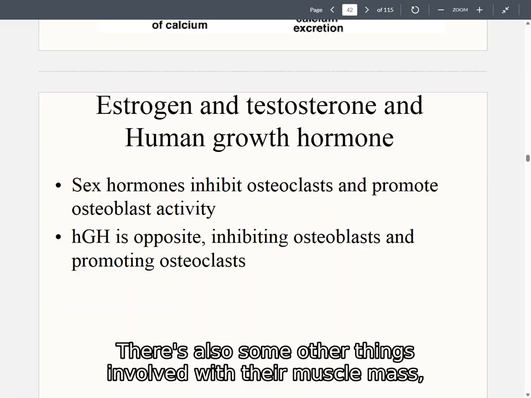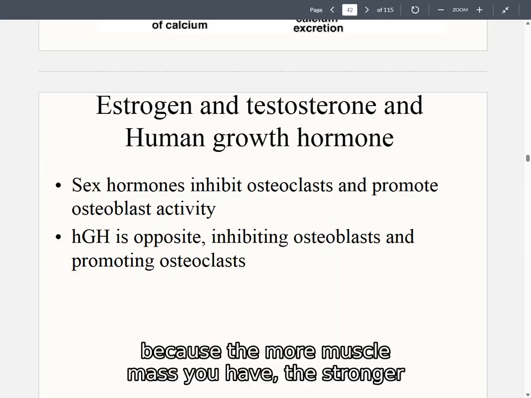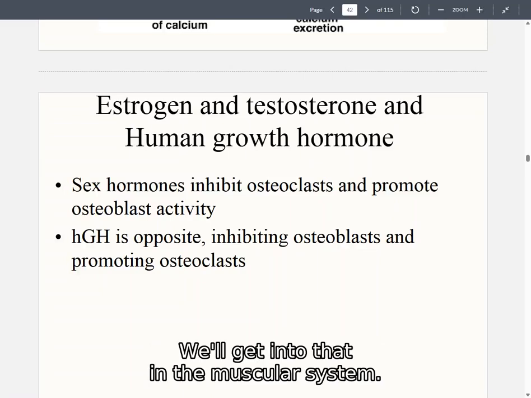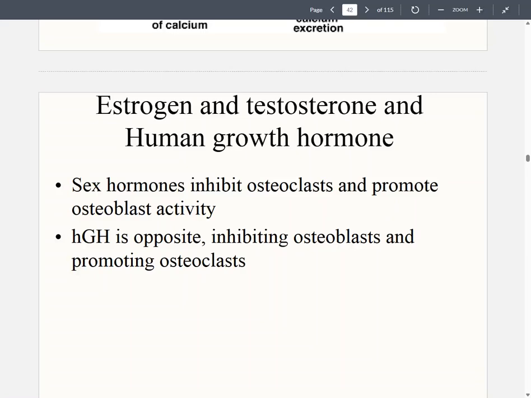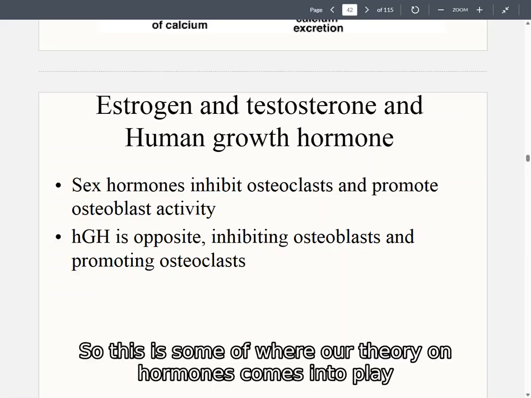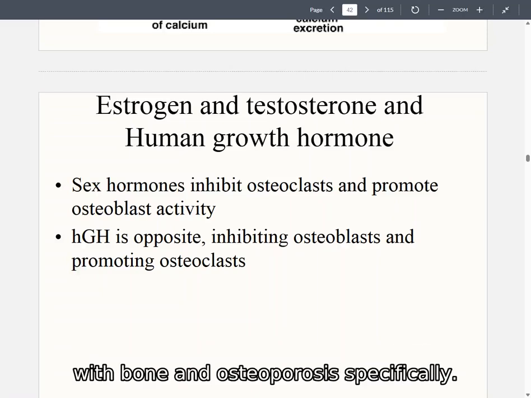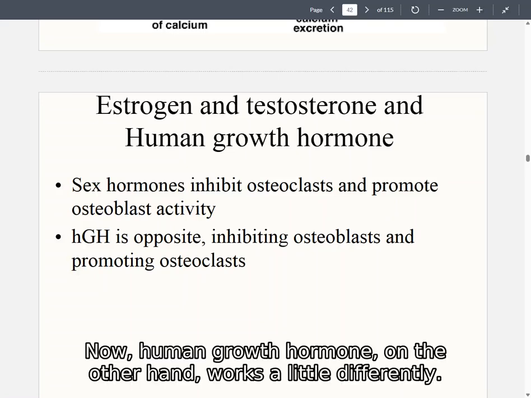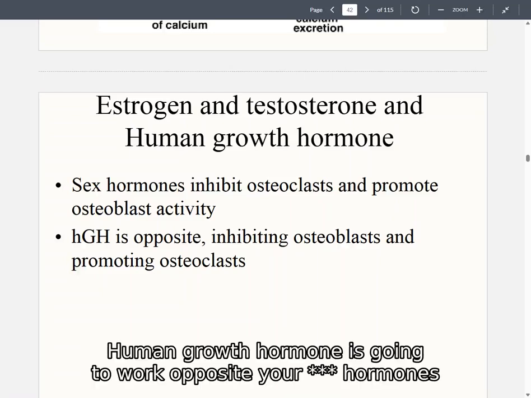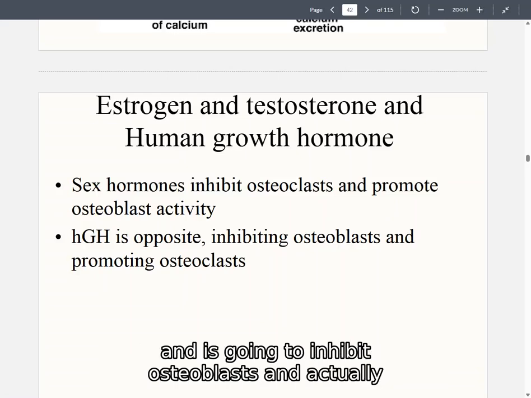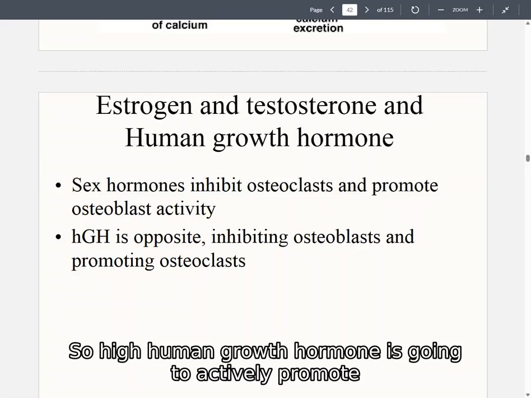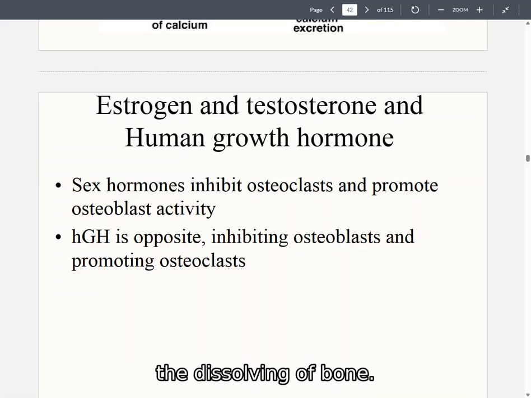There's also some other things involved with their muscle mass, because the more muscle mass you have, the stronger your bones are going to be to offset the pull. We'll get into that in the muscular system. So this is some of where our theory on hormones comes into play with bone and osteoporosis specifically. Now, human growth hormone, on the other hand, works a little differently. Human growth hormone is going to work opposite your sex hormones and is going to inhibit osteoblasts and actually promote osteoclastic activity. So high human growth hormone is going to actively promote the dissolving of bone.